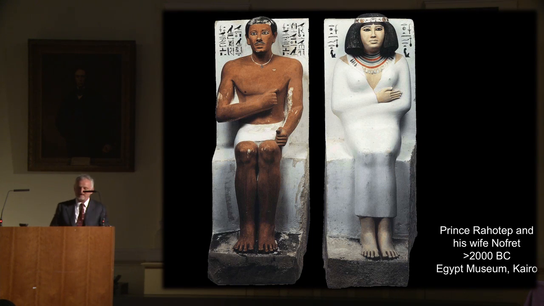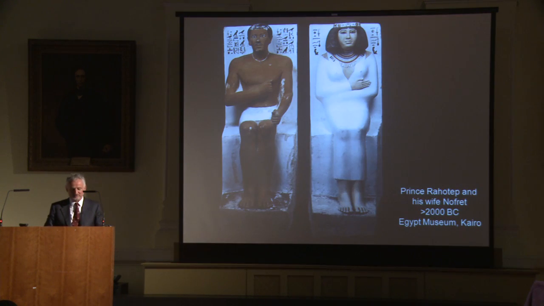Now, the last part, very shortly, has to do with color differences between sexes. So if you go back, like in this case, 2,000 years before our time, you find a depiction of a couple, Prince Rahotep and his wife Nofret, who are on exhibition in the Egyptian Museum in Cairo. And you see a dark-skinned guy and a very light-skinned girl.